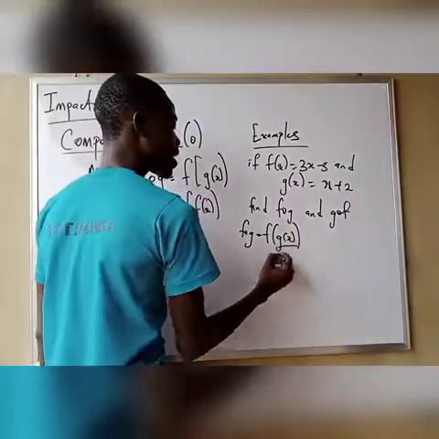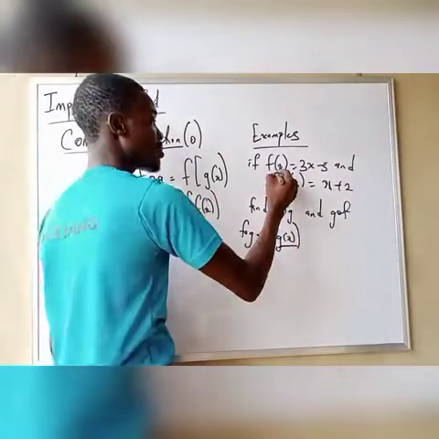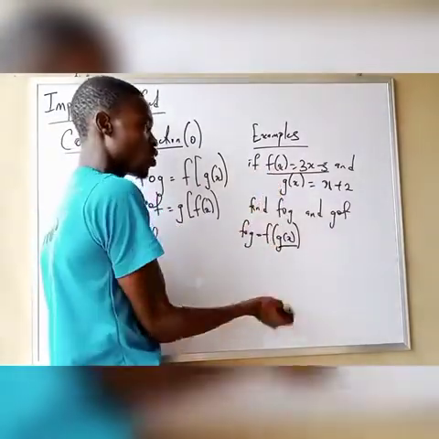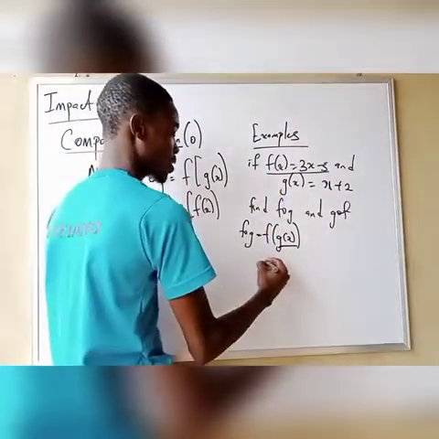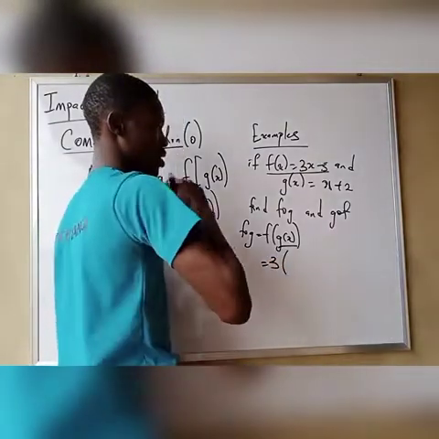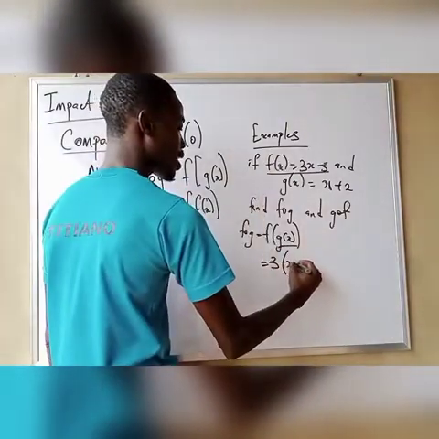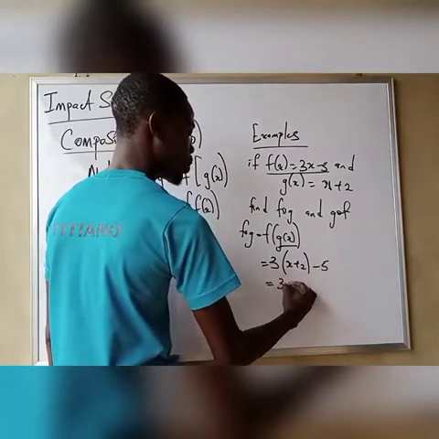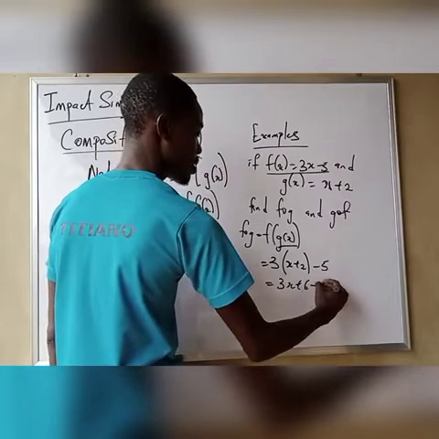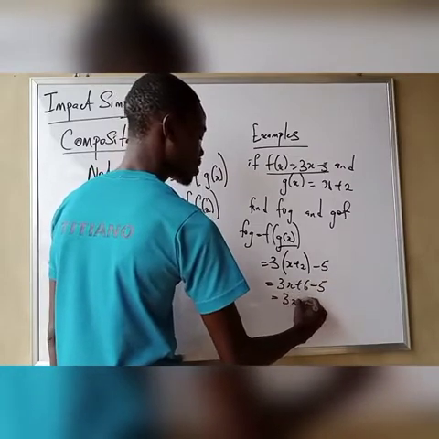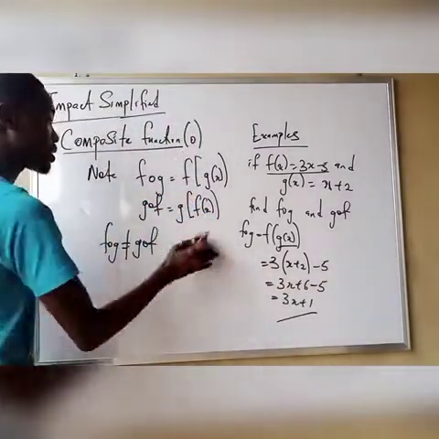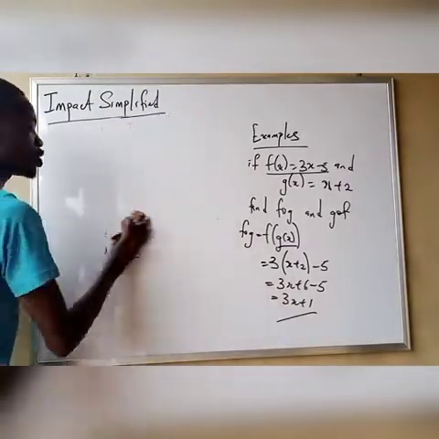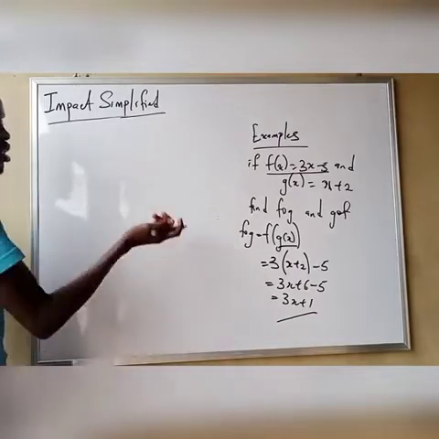So if we want to insert g of x inside f of x, that means anywhere we are seeing x inside f of x, we are going to put that x as g of x. And that will give us 3 into our g of x minus 5. And if we solve this, what do we have? We have 3x plus 6 minus 5. And this will give us 3x plus 1. And that is how we solve a composite function. It simply means you insert the last function into the previous.